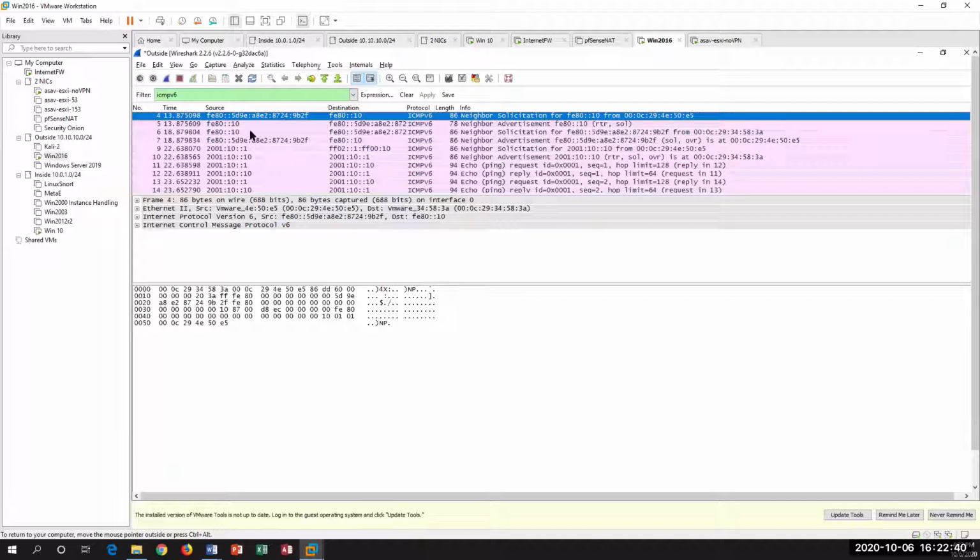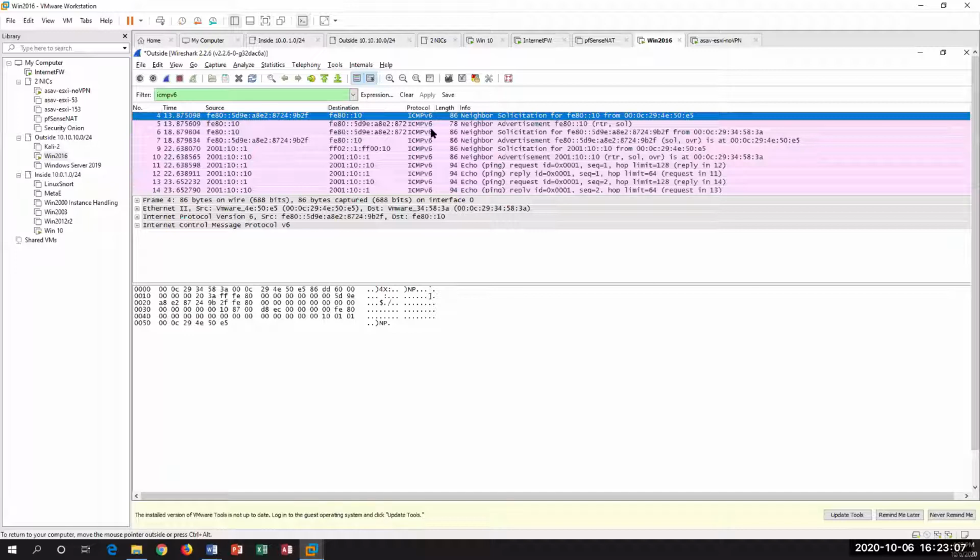And you can see that the link local address of the Windows 2016 tried to do a neighbor solicitation to find, hey, do you have a router advertisement? I want to talk to you. But the router, remember, we asked them to suppress, so it's not going to talk back. You're not going to see the router advertisement. So we see just a neighbor solicitation.